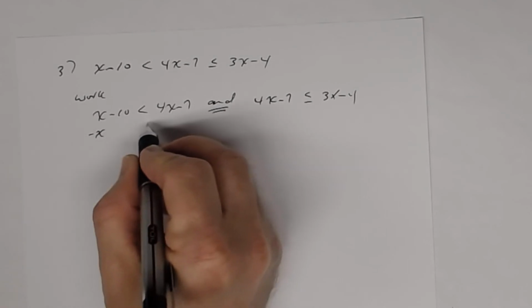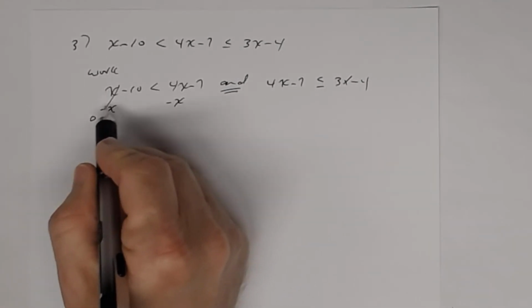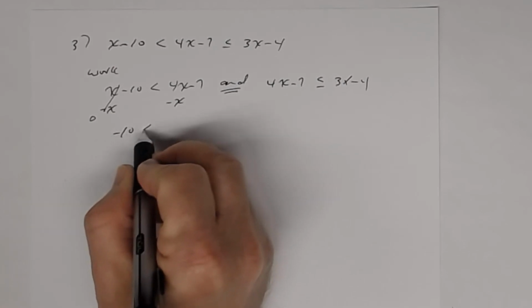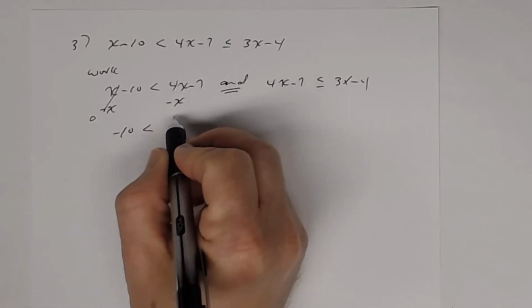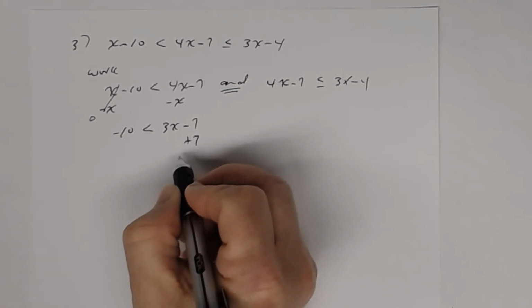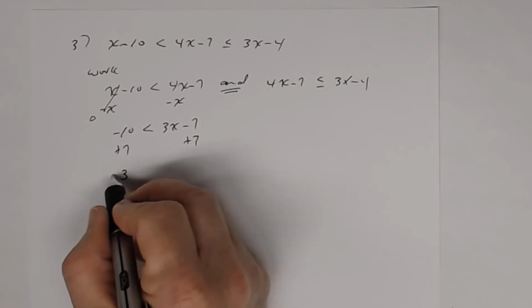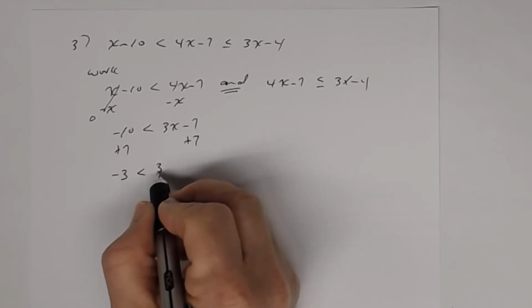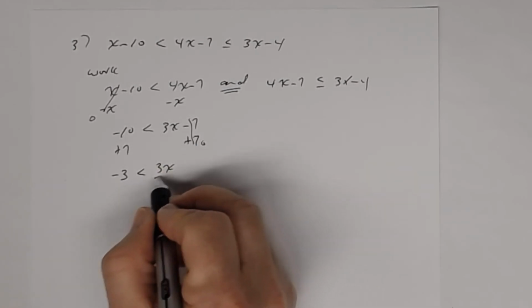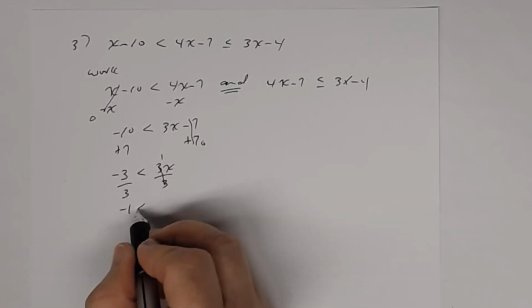So I'm going to go ahead and subtract x from both sides. x minus x is 0, so 0 minus 10 is negative 10. It's less than 4x minus x, which is 3x minus 7. Then adding 7 to both sides, I get negative 10 plus 7 is negative 3. Negative 3 is less than 3x. Dividing both sides by 3, I get negative 1 is less than x.